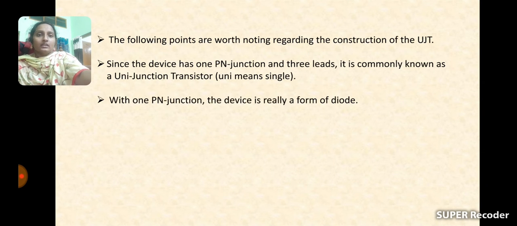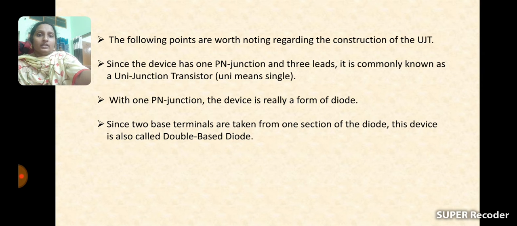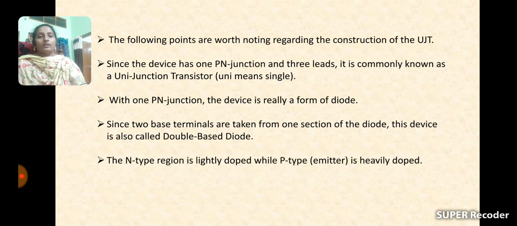And see here, the device is having one PN junction and 3 leads. It is commonly known as unijunction transistor. Why? Because uni means single. With one PN junction, the device is really like a diode. Since two base terminals are taken from one section of the diode, this device is also called double base diode.